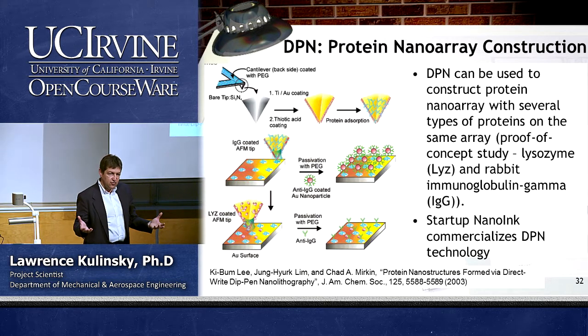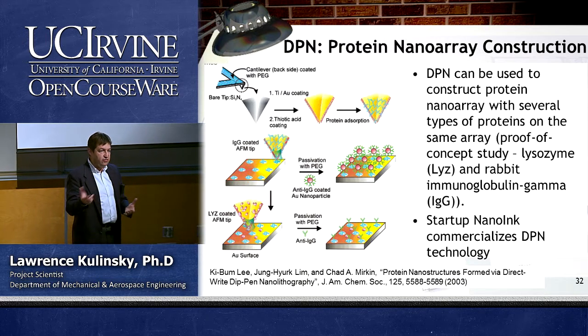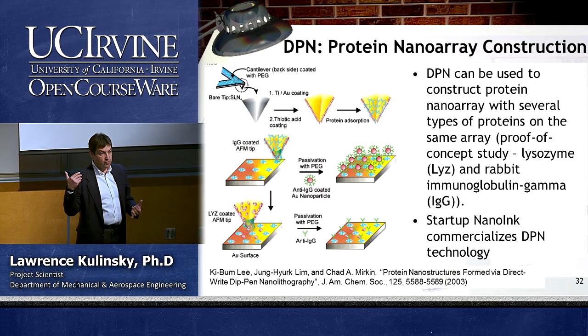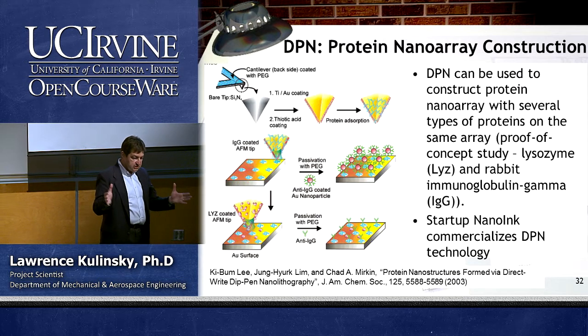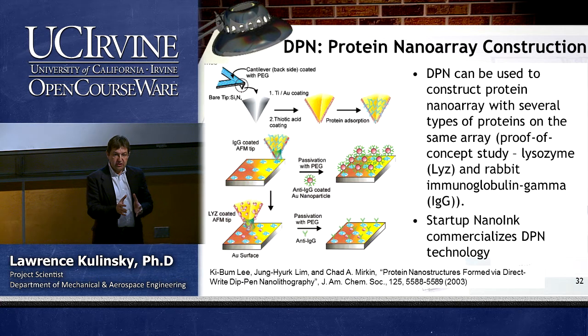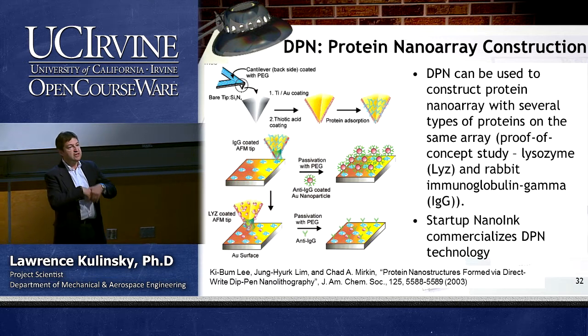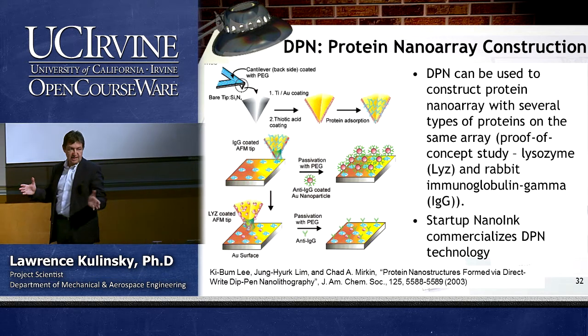Right now we already have all these immunoassays. Why do we need to use this tool? The idea is that if you can do it at the nanoscale, okay, you can use, let's say, a drop of blood, very little of the sample, to conduct a wide variety of tests at the same time.